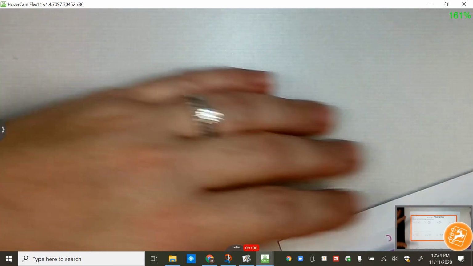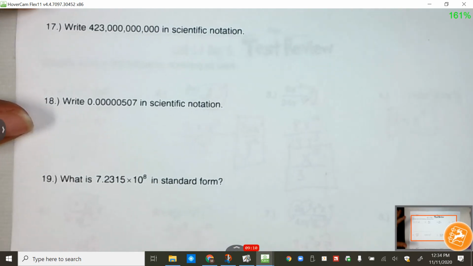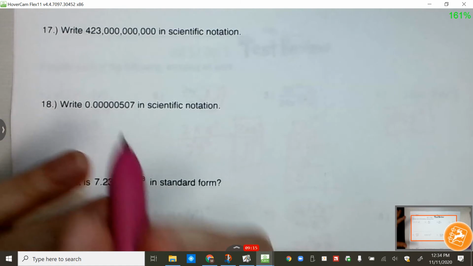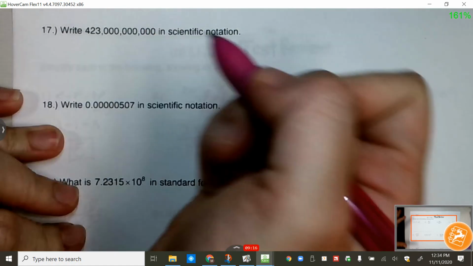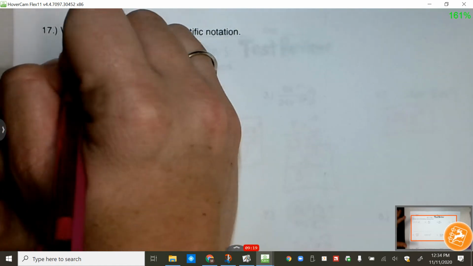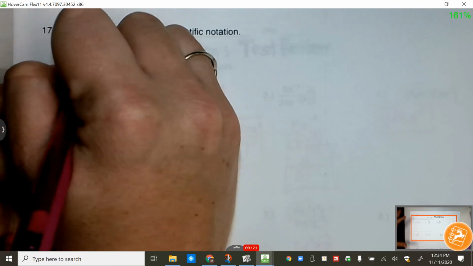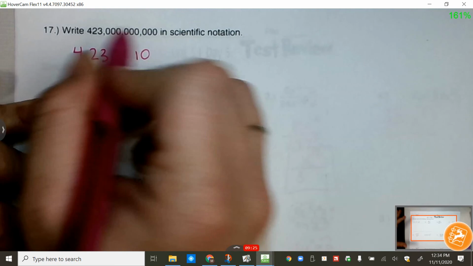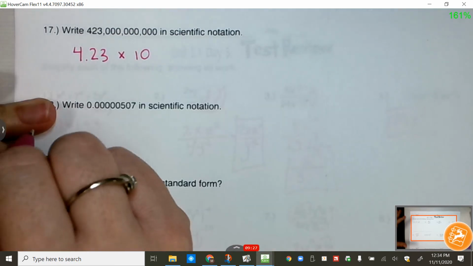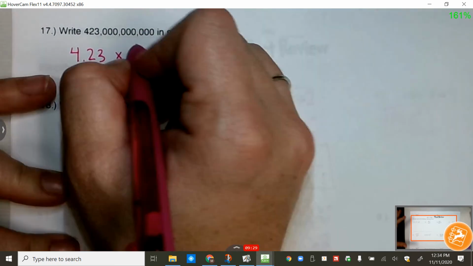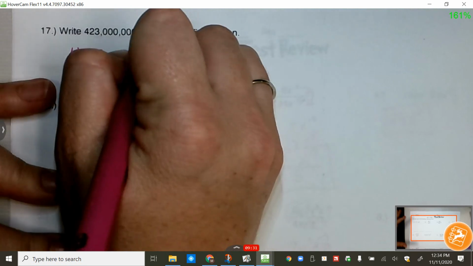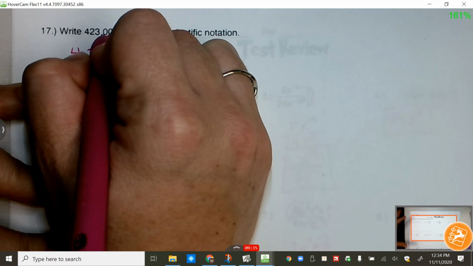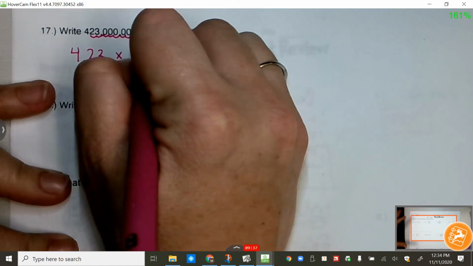So now we're talking scientific notation. Okay, so writing in scientific notation, remember we want it to where it's just one number in front of the decimal. So I want 4.23, and the rest are zeros, so I don't need to write that, times 10. Now this is a big number. It is not a super small decimal, so it's going to be a positive exponent. 1, 2, 3, 4, 5, 6, 7, 8, 9, 10, 11.